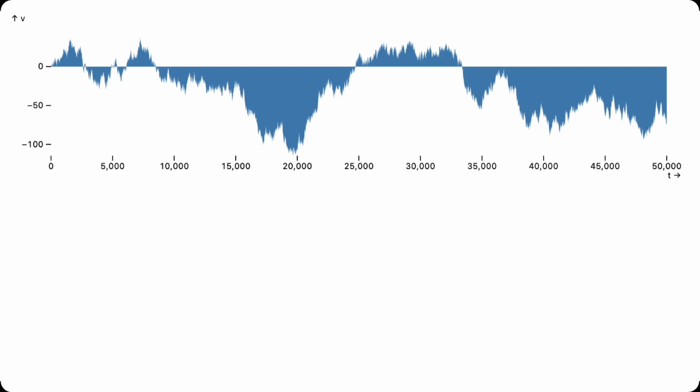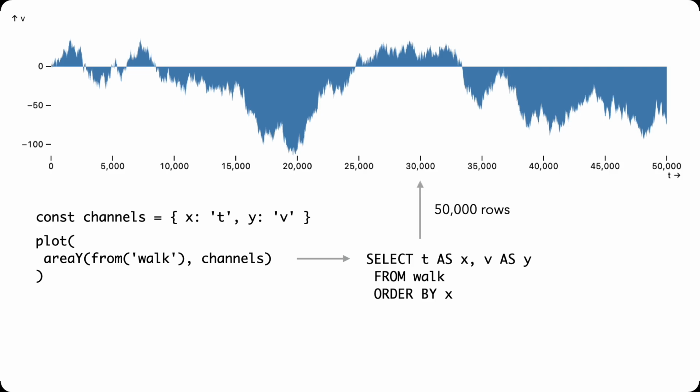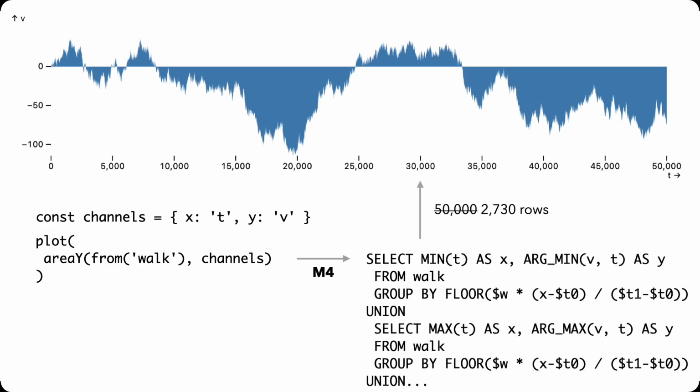For example, we can create this chart using an area Y mark. A basic query selects all data points, here resulting in 50,000 rows. In Mosaic, the area mark instead applies M4 optimization, performing pixel-aware binning to reduce the data by over an order of magnitude. This is an example of a local optimization based on known semantics of the visualized data.